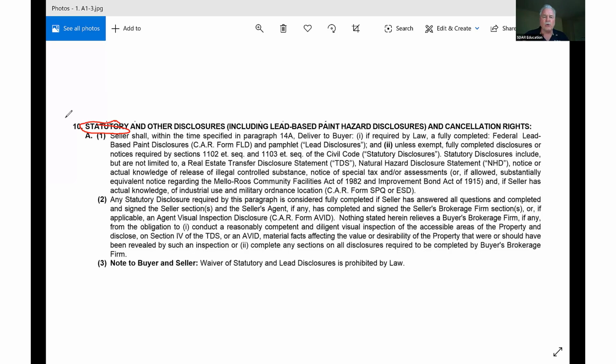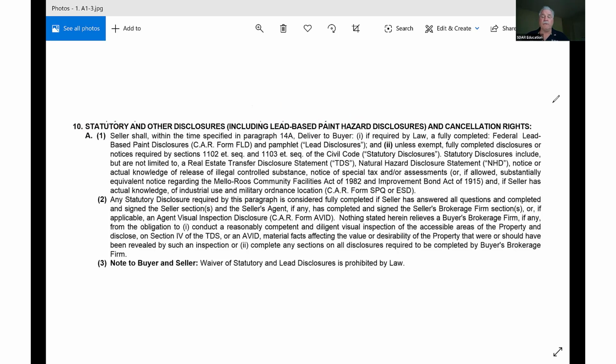So statutory and then other non-statutory disclosures, but then we're going to include in parentheses here, including lead-based paint hazard disclosure. So lead-based paint hazard disclosure is an EPA regulation. It is nationwide, okay? There are no exemptions to it, okay? It's a fairly broad topic.